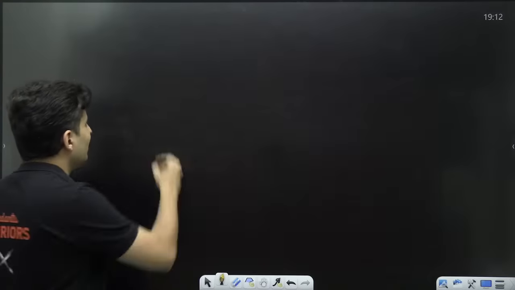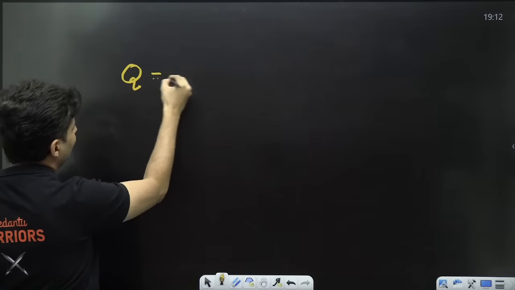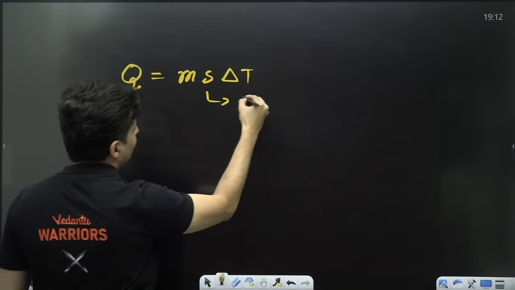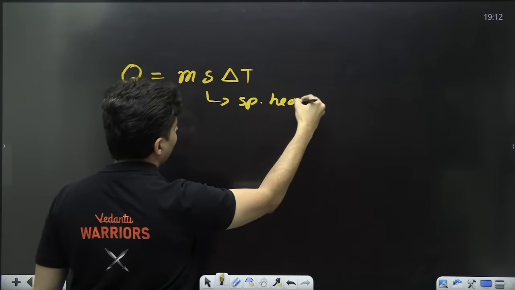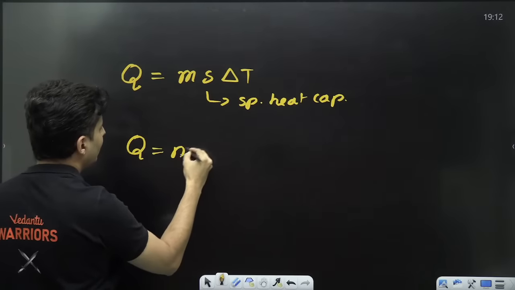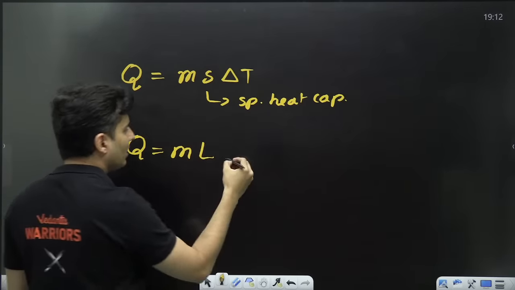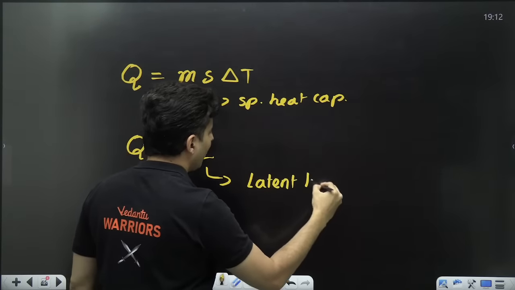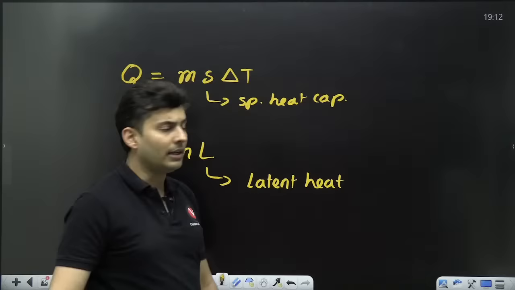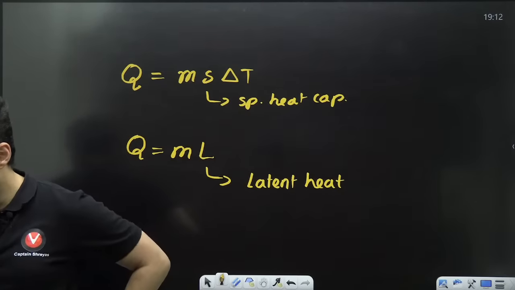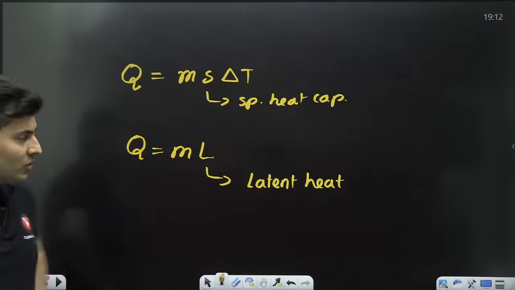In these kind of questions, usually the formulas for heat that you might need is m s delta T, where s is specific heat capacity, and the other formula which you might need is m L, where L is nothing but your latent heat. This is also sometimes very, very useful.